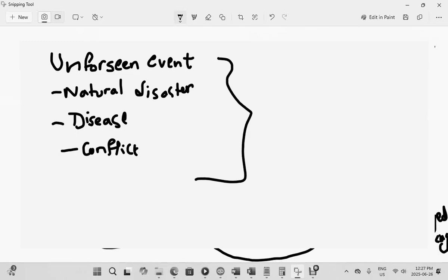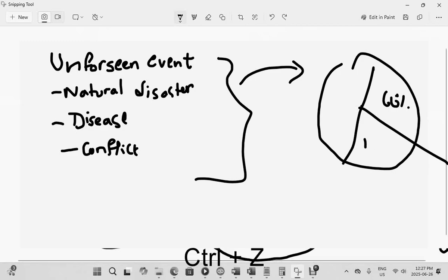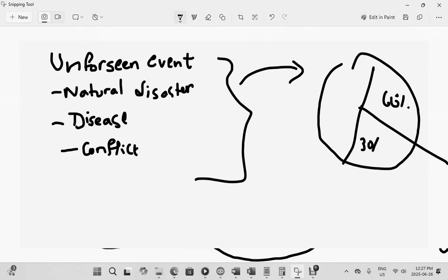Because of this unforeseen event, people who were not ready to migrate to another country end up migrating to another country for a better life. When they do, we consider our original ratio of employed and unemployed people. We know that we have 60% employed, 30% unemployed, and then the rest of it is discouraged workers.